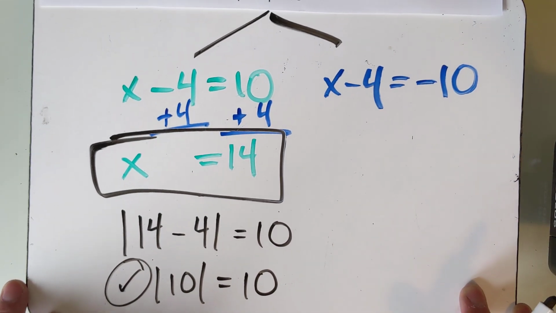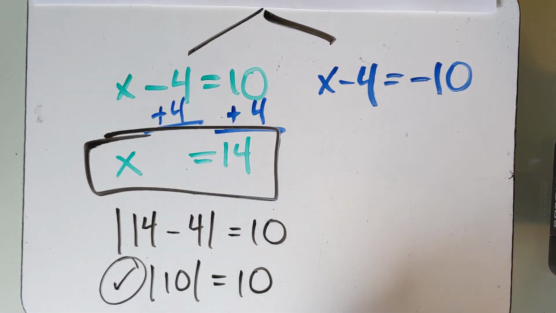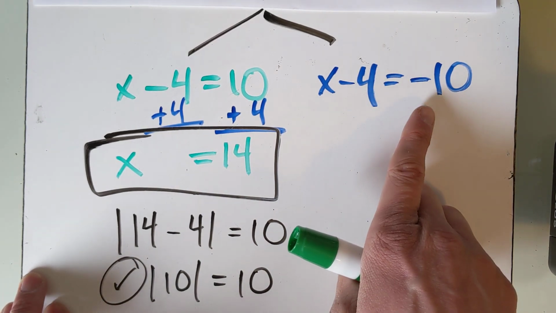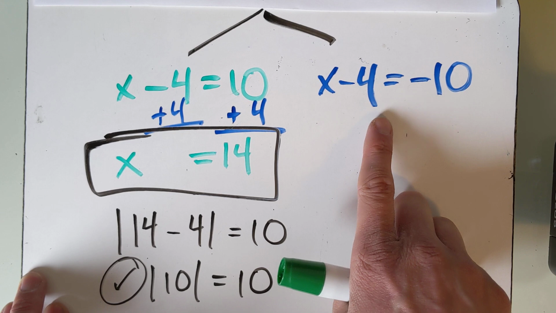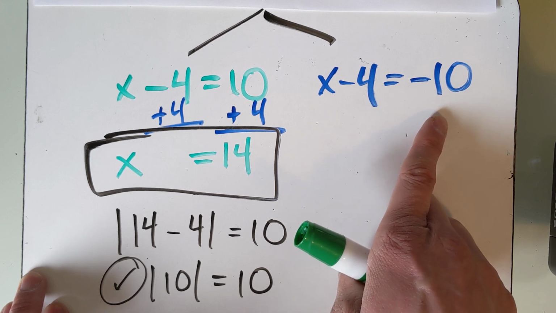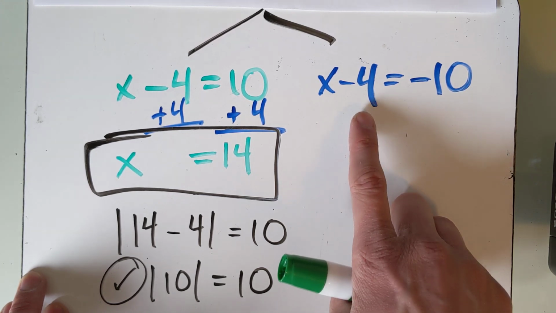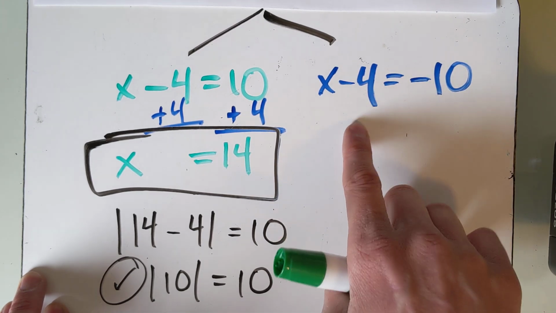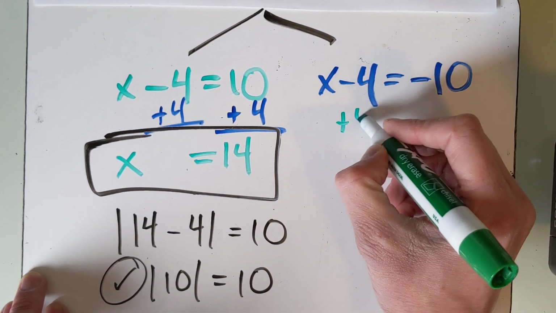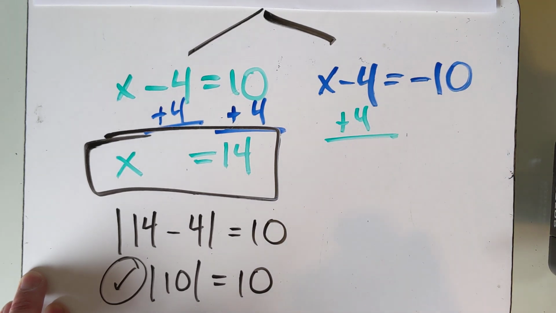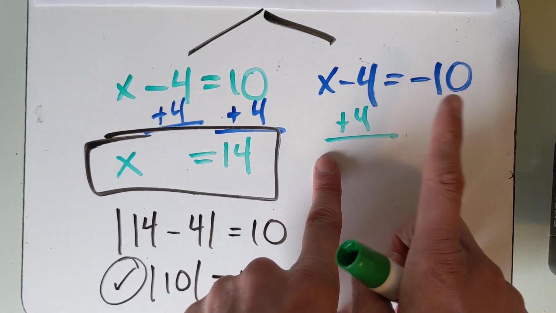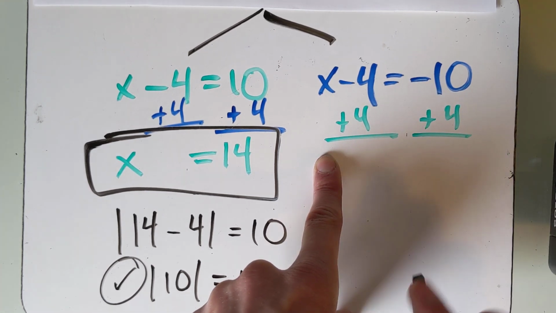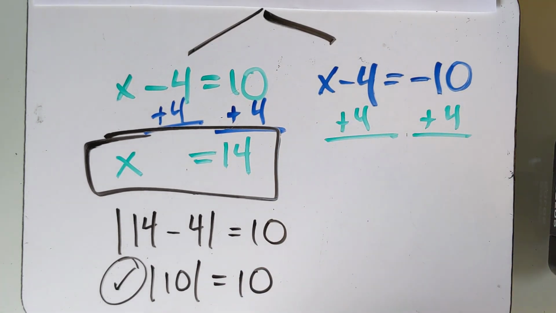Now let's take a look at our second equation here. Here, we have our x minus 4 is equal to negative 10. If we want this side to equal 0, right? We want this to get rid of this negative 4, we need to add 4 to it, right? We need to add 4. So we're going to add 4 to this side. It means whatever we do to one side, we do to the other. So we have our plus 4 here. And then we're going to go ahead and just bring everything else down.